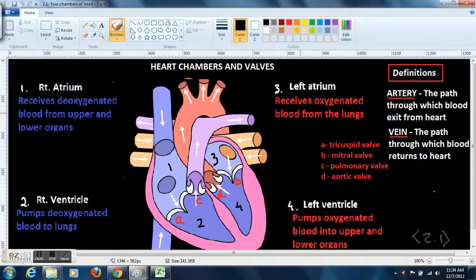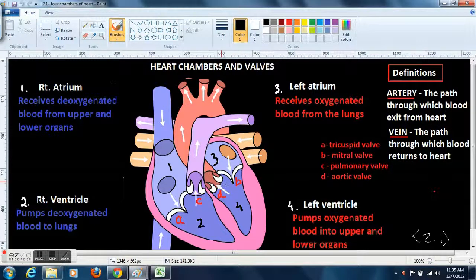Now let us talk about the valves. I have indicated by letters A, B, C, D. A is tricuspid valve because it has 3 flaps. B is mitral valve, it has 2 flaps. C is pulmonary valve, and D is aortic valve. I will discuss about these 4 valves later. And let us understand 2 more definitions. One is artery. Artery is the path through which blood exits from heart, and vein is the path through which blood returns to the heart.